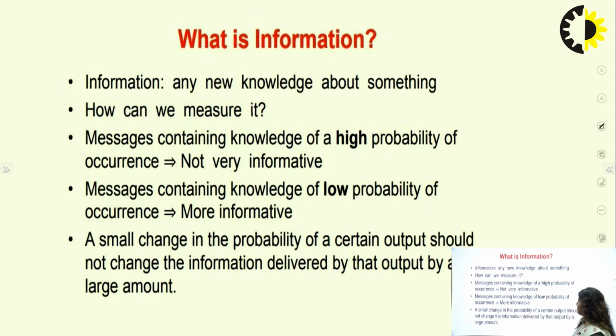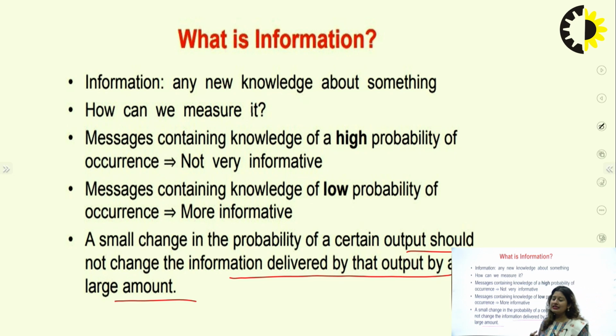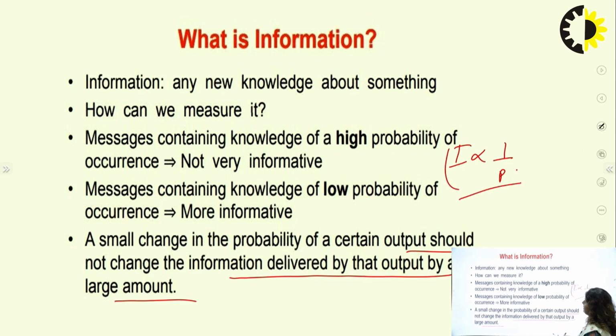So a small change in the probability of a certain output should not change the information delivered by that output by a large amount. Whenever there is some uncertainty, some minimum probability of occurrence of a particular event, it is called more informative, or more information. So we will connect this information with the probability itself. Whenever there is high probability, less information; less probability, high information. So basically information is inversely proportional to the probability of occurrence of a particular event, we can say.